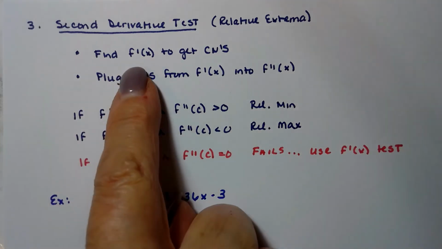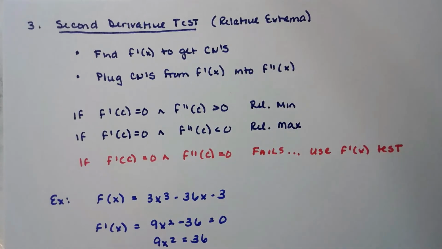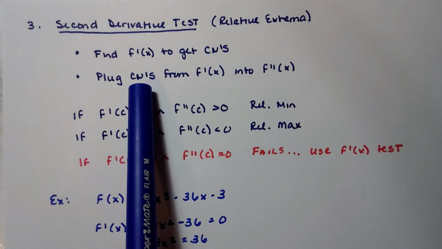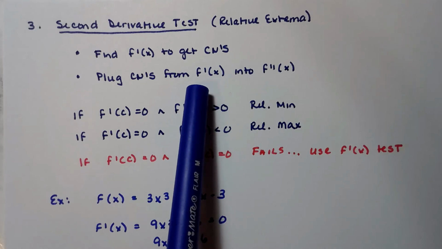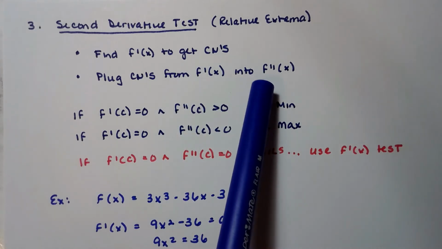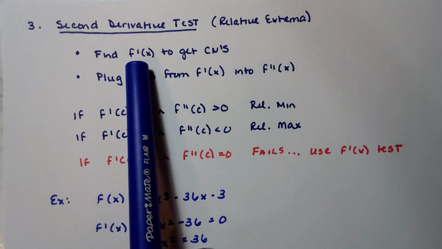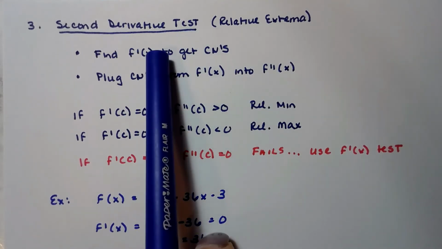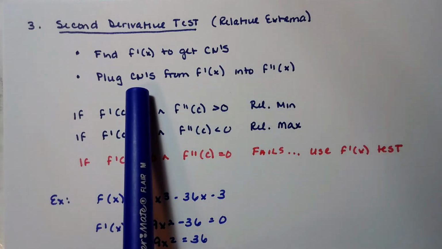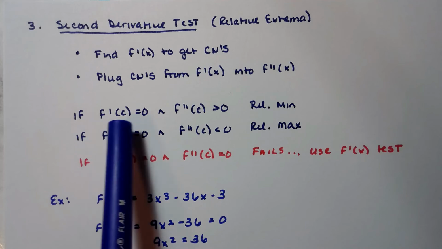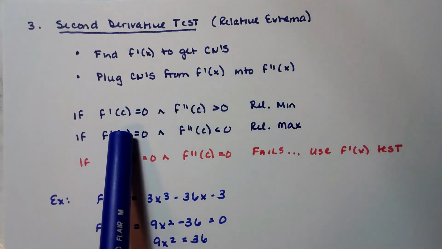So you're going to find the first derivative to get the critical numbers, and then you're going to plug those critical numbers from f prime into f double prime of x. Okay, so you solve f prime of x, set it equal to 0, find the critical numbers, and take those critical numbers and plug them into the second derivative. The derivative will always be 0 at its critical numbers, alright?